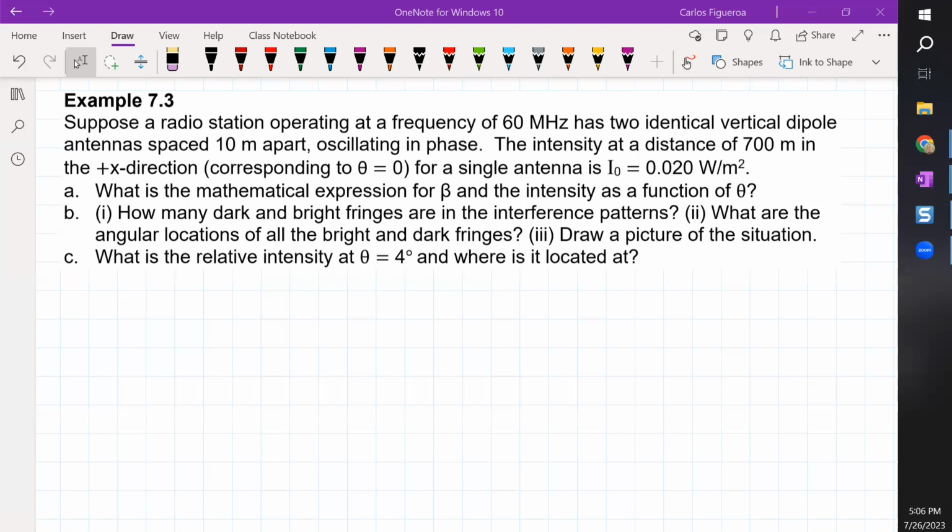B, how many dark and bright fringes are in the interference pattern? What are the angular locations of all bright and dark fringes? And finally, draw a picture of the intensity pattern. C, what is the relative intensity at theta equal to 4 degrees and what is its location in the interference pattern?